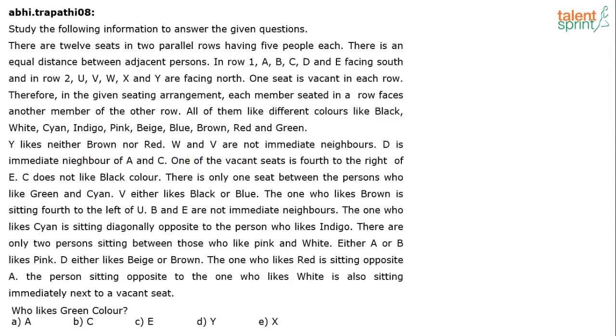W and V are not immediate neighbors means what? They cannot sit together, but there can be 1 person between them, 2 persons between them, 3 persons between them, 4 persons between them. Multiple possibilities are there, right? So starting point is very important. However, understand the arrangement would look something like this.